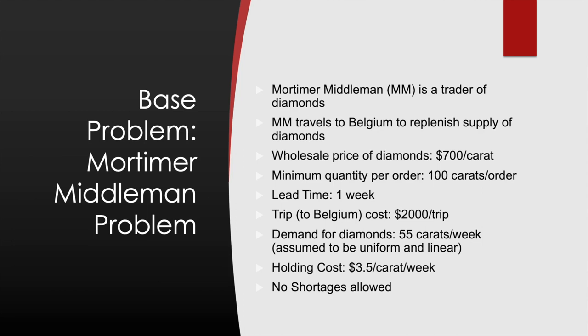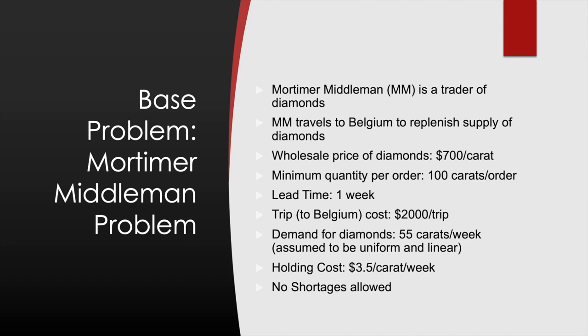Who is Mortimer Middleman? Mortimer Middleman, or MM, is a trader of diamonds. MM travels to Belgium to replenish his supply of diamonds, which, upon going back to the Philippines, he sells to his customers.